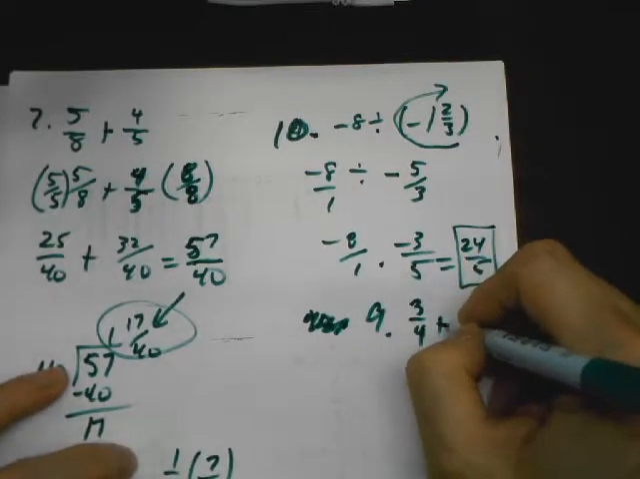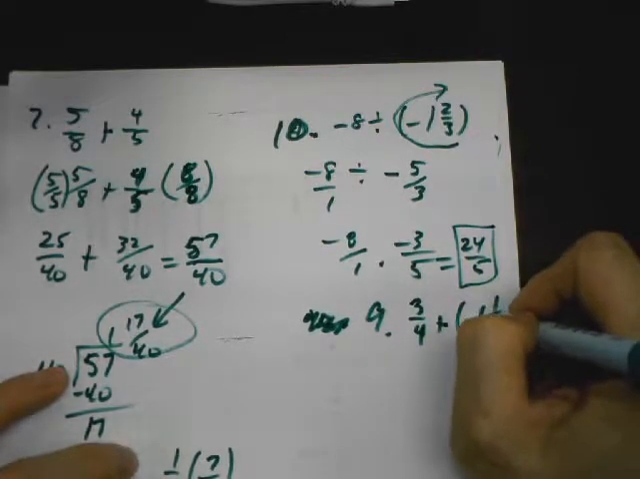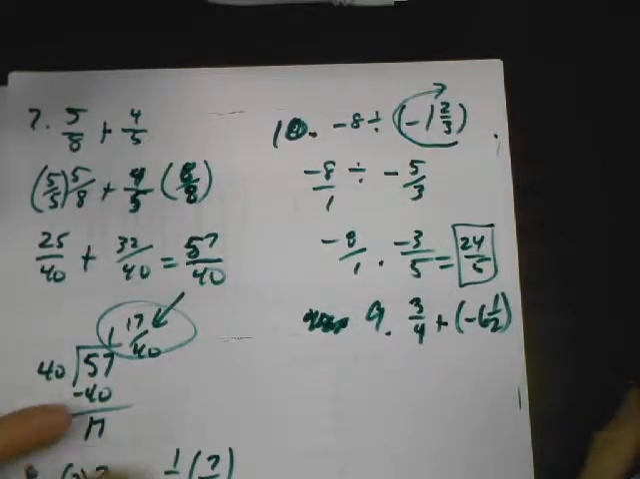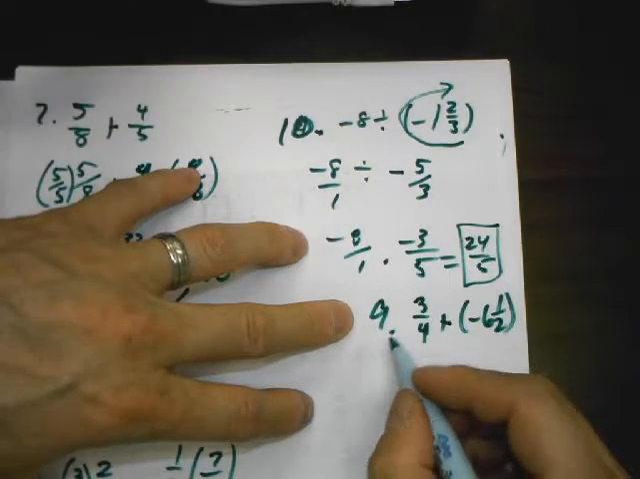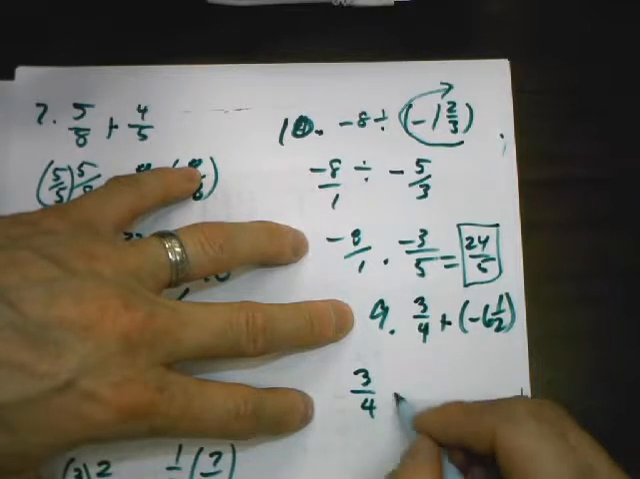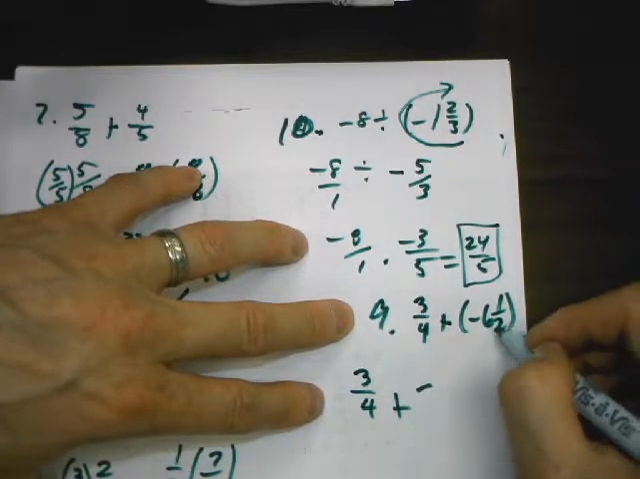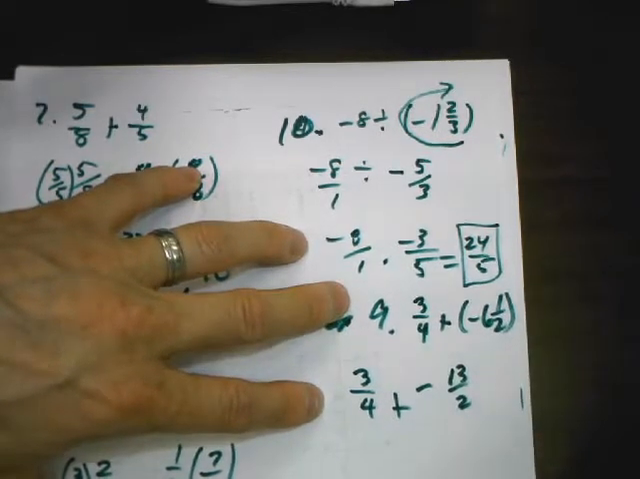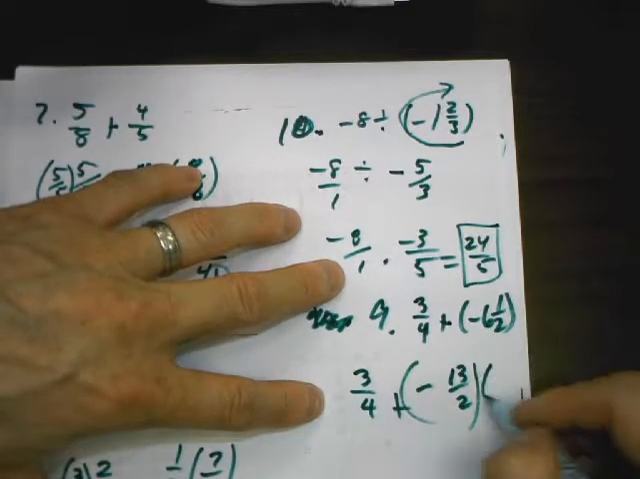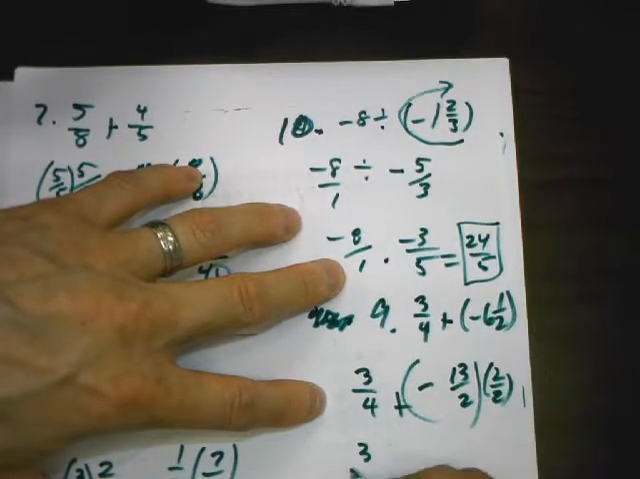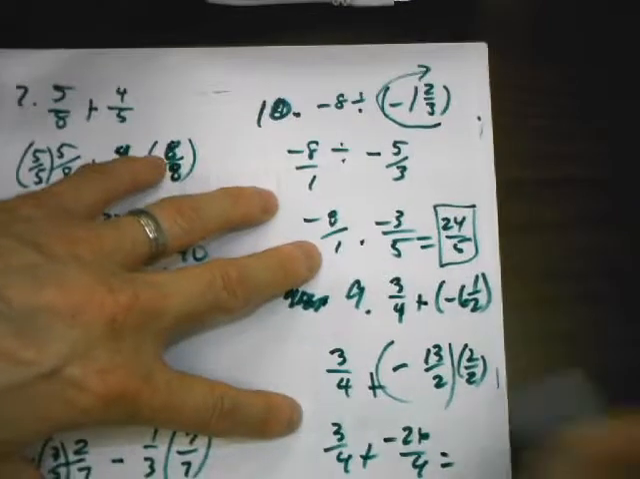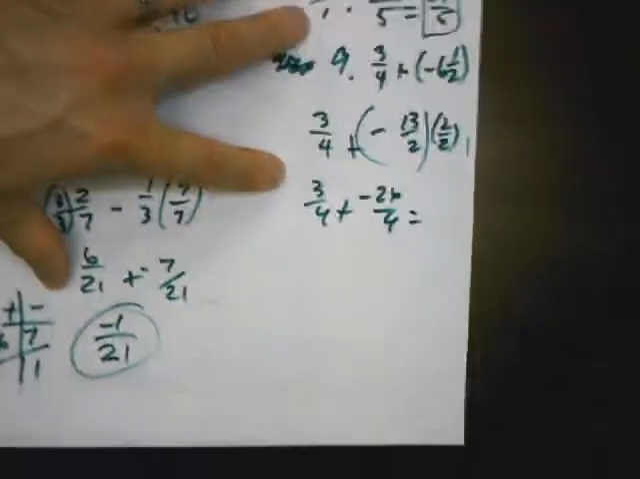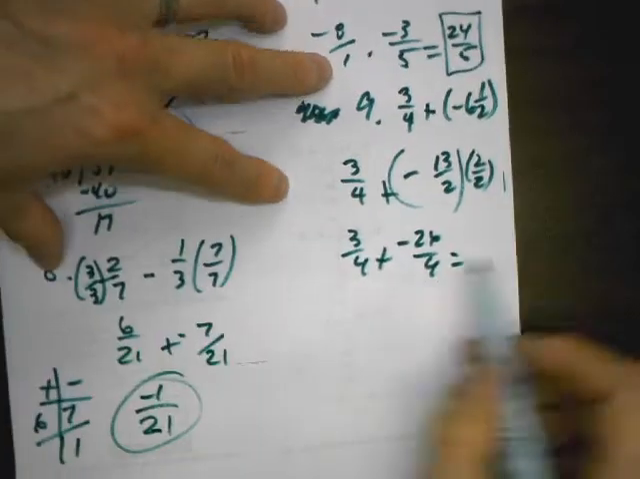So I go 3/4 plus negative 6 1/2. So I got number 9. Okay. 3/4 plus negative, convert this, 13/2. Need a common denominator to add. So I get negative 26/4. Remember, just put the negative up top, right? Oop, holy moly, let me make sure you guys can see.